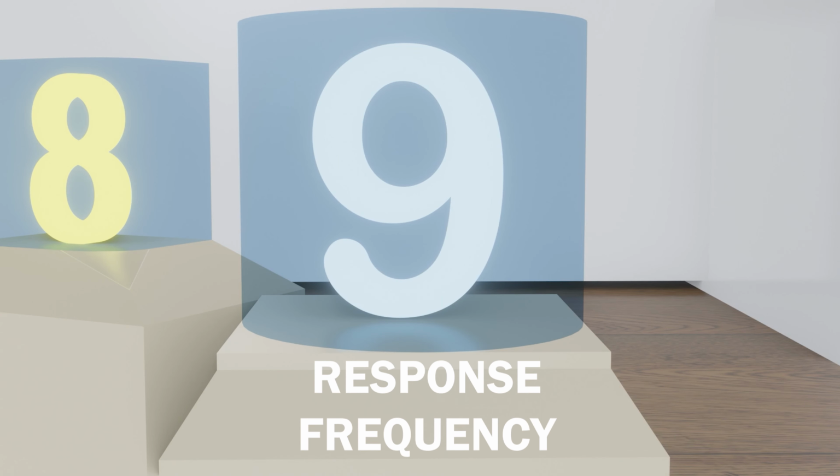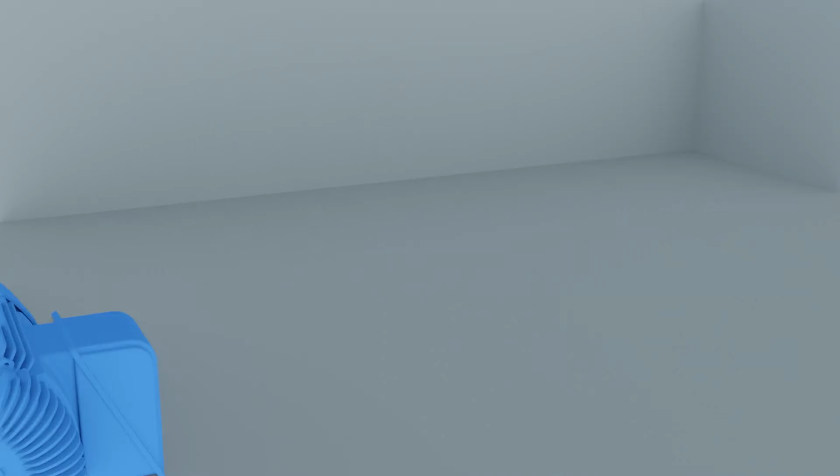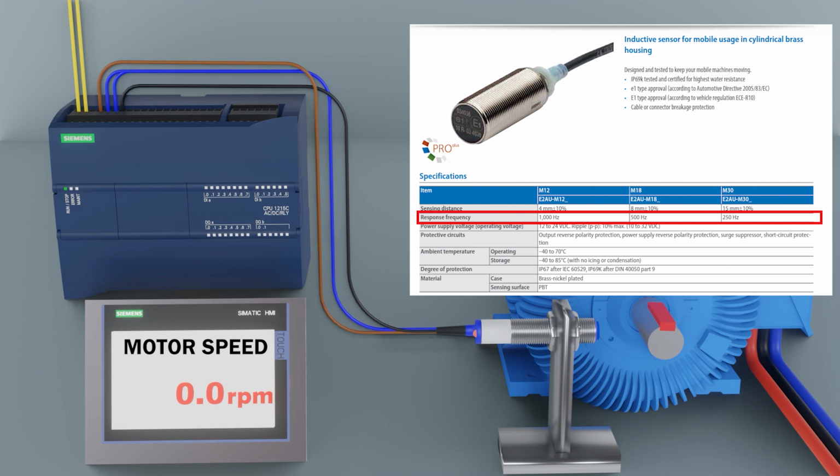Number 9. Response frequency. The response rate of a sensor refers to the speed at which the sensor can detect and respond to changes in the presence or absence of a detectable object. In simple terms, it indicates how quickly the sensor can detect a change in the object's proximity and generate an output signal accordingly. We can find all this in its specifications.